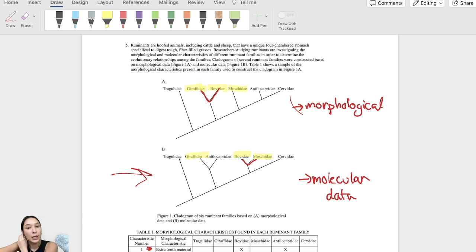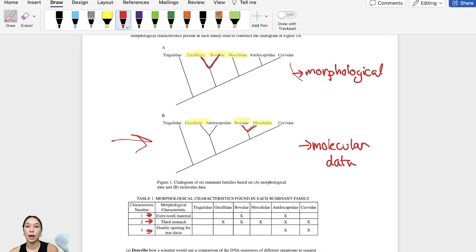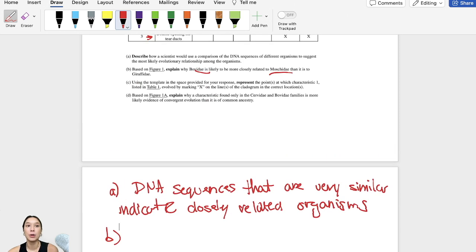However, in our molecular data, we can see that the Bovidae and the Moschidae are more closely related. Now, we want to use molecular data. So this is going to be comparing DNA sequences, right? It is more likely that B is correct because molecular data is better at determining evolutionary relationships compared to morphological data. They might not be as reliable, again, because of things like convergent evolution.